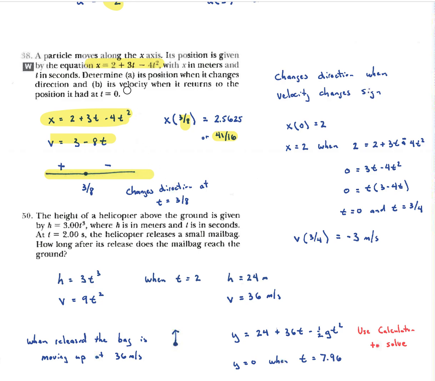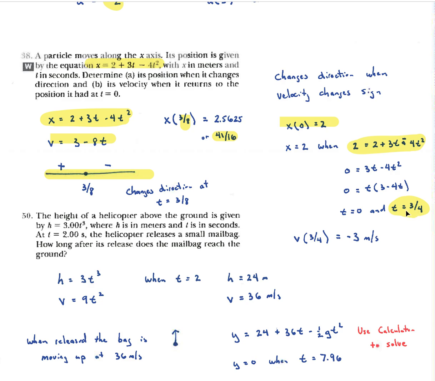All right, next part, determine its velocity when it returns to the position it had at t equals 0. Well, at t equals 0, it's at a position of 2. Look, right there. x equals 2 when t equals 0. So when does x equal 2 again? Well, all I did was set this equation equal to 2. I want to know at what other time x is equal to 2. So when t equals 3/4, it's back to where it started.